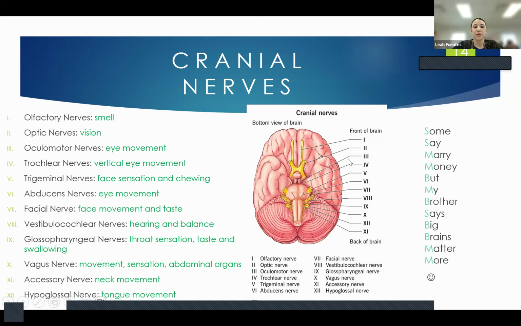Number 3 is going to be the oculomotor. This is responsible for eye movement, which is kind of in the name, oculomotor. Number 4, trochlear nerves, these are responsible for vertical eye movement.